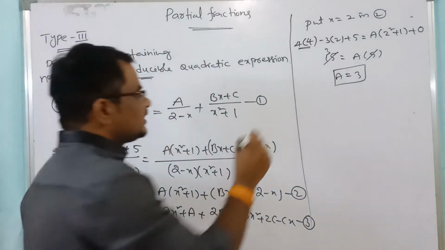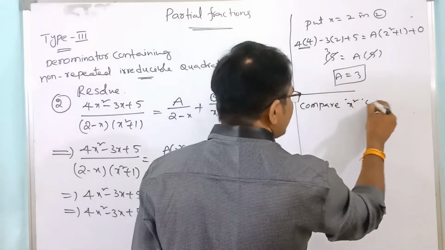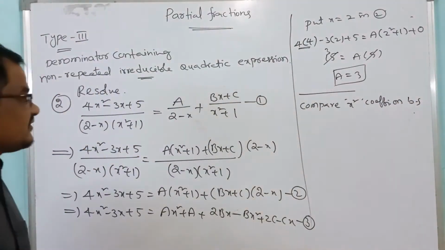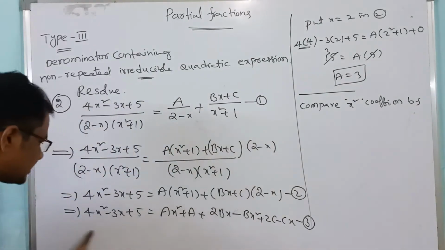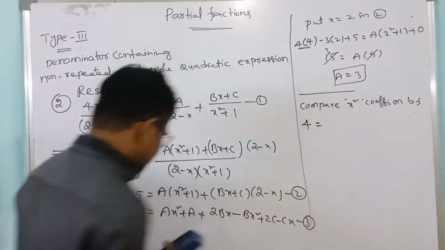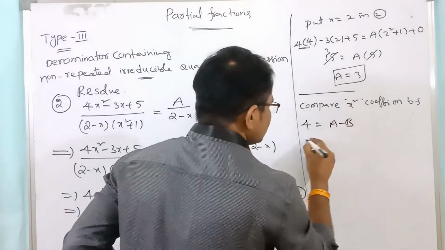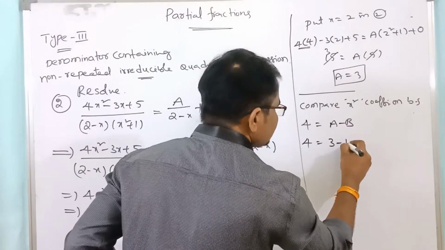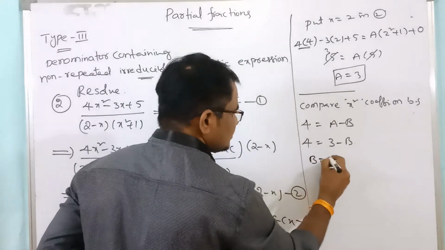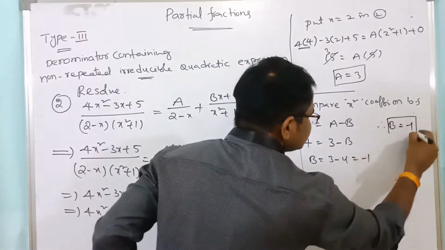Next, to get the remaining two values, we have to compare. Compare x square coefficients on both sides. In equation number 3, easily you can identify x square coefficients. Left side x square coefficient is 4, and the right side x square coefficient is a minus b. So 4 equals 3 minus b, since a value is 3. Bring this side, b equals 3 minus 4, that is minus 1. Therefore b equals minus 1.